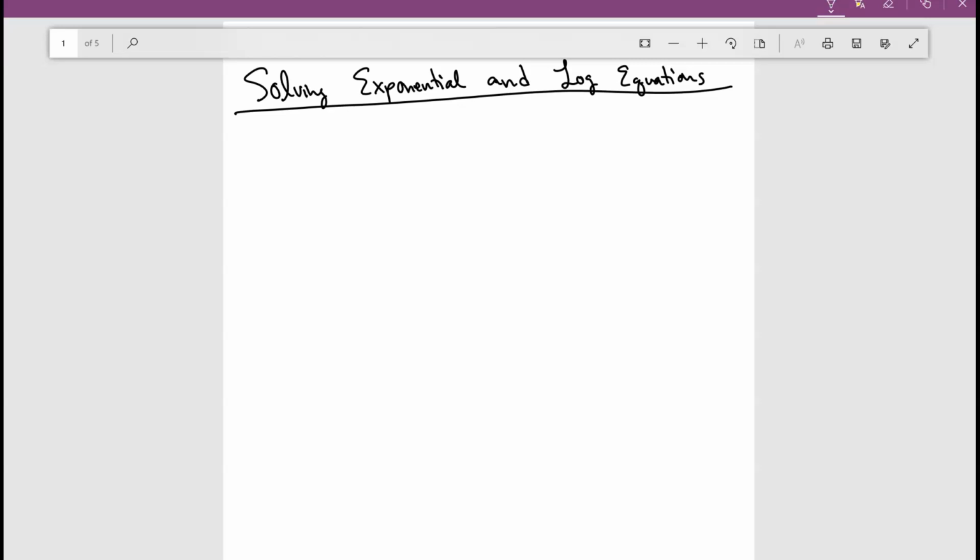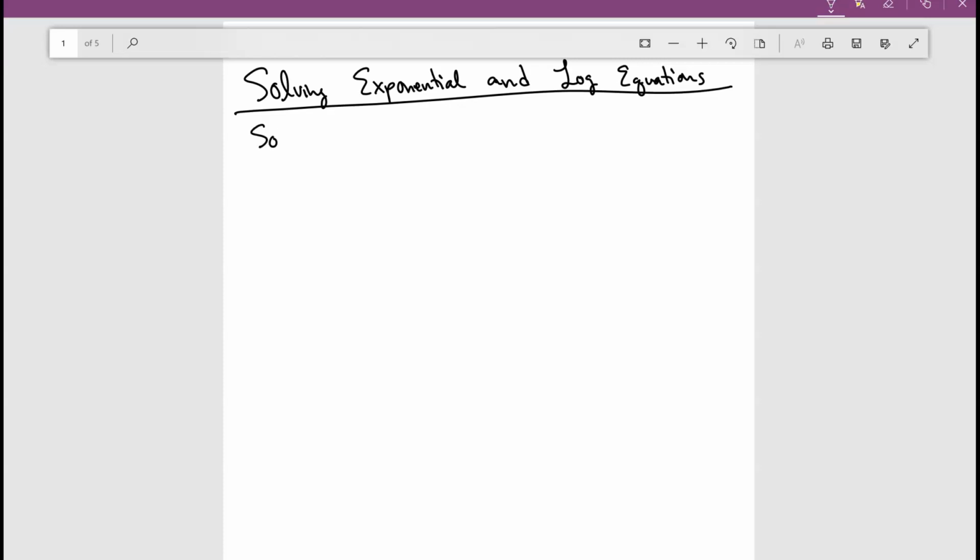In this section, we're going to be solving exponential and log equations. These can be very basic, but to solve or get rid of the log or the exponential, they might turn into a quadratic, so you have to use quadratic formulas. So they can be very weird. So we're going to first start with the easy ones.